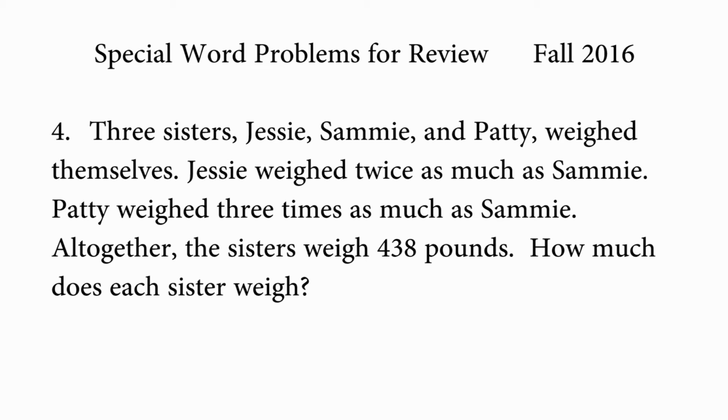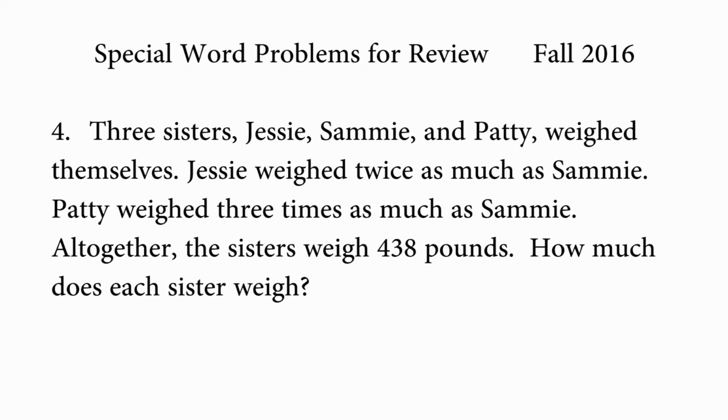So in our picture, we have Jessie, Sammy, and Patty. So we have Sammy, Jessie, and Patty, and they weigh themselves. Now I'm drawing a picture because I haven't read further to find out what the relationships are on these weights. I'm just writing down the fact that I've got 3 sisters and I'm using the initials S, J, and P to represent the names of the sisters. And I've got little strips to represent their weights. Let's go back to the problem and see how further reading might modify these strips.